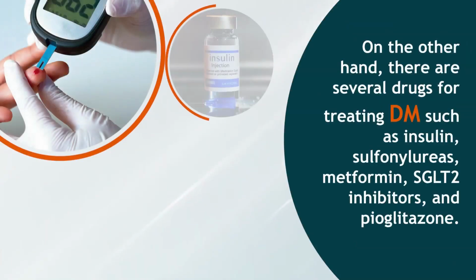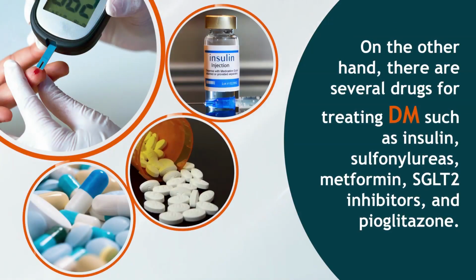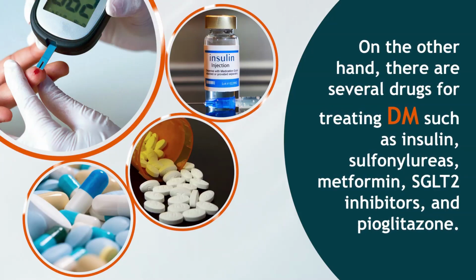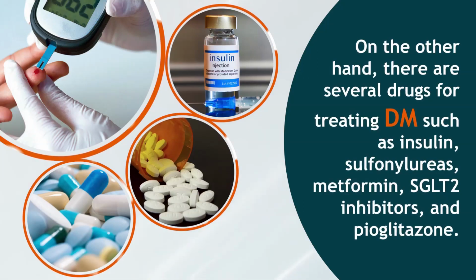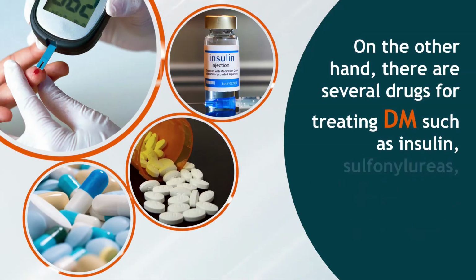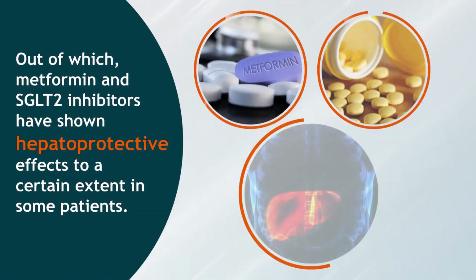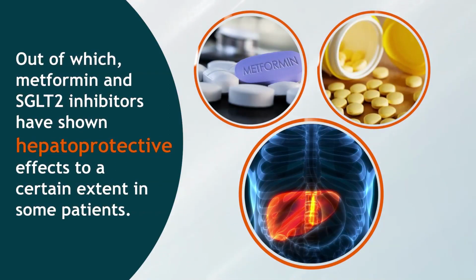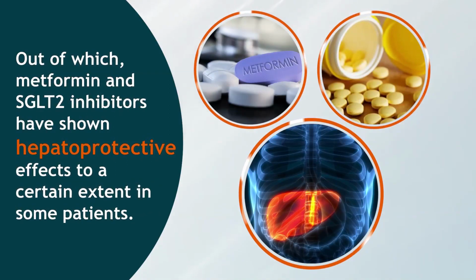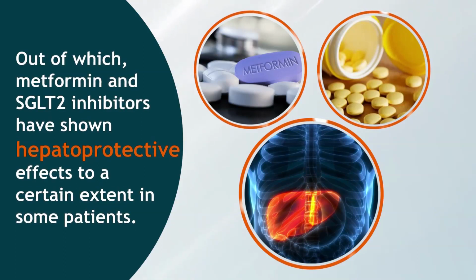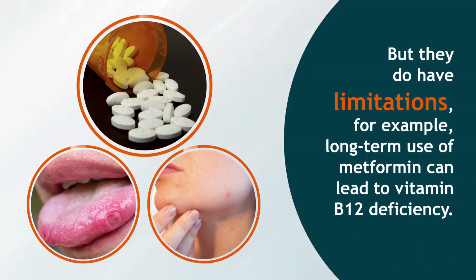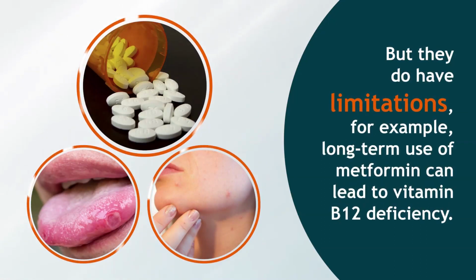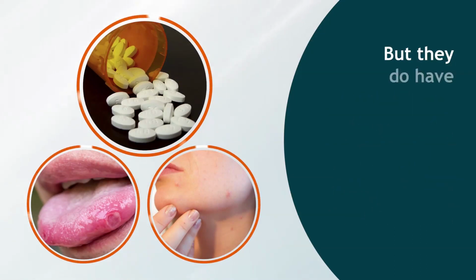On the other hand, there are several drugs for treating diabetes mellitus, such as insulin, sulfonylureas, metformin, SGLT2 inhibitors, and pioglitazone, out of which metformin and SGLT2 inhibitors have shown hepatoprotective effects to a certain extent in some patients. But they do have limitations. For example, long-term use of metformin can lead to vitamin B12 deficiency.